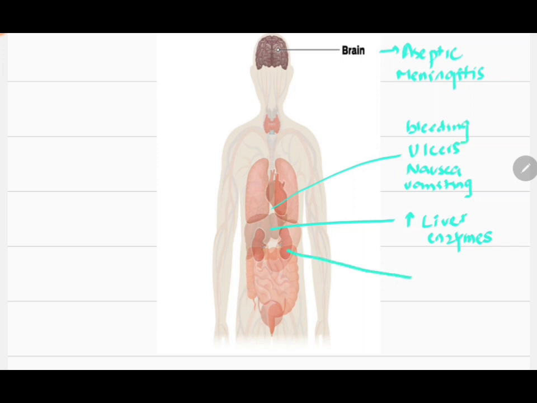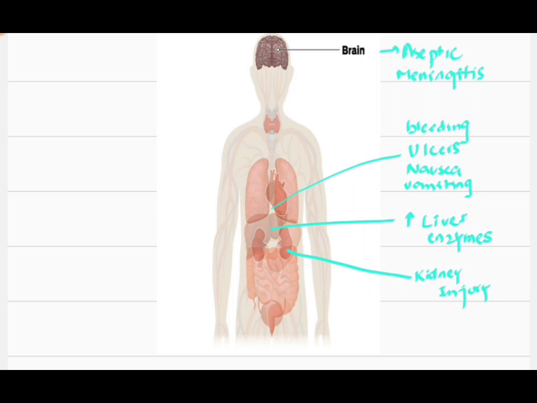Ibuprofen can also cause kidney injury, which can result in the retention of fluid, and this fluid retention can lead to hypertension in the body. It can also cause bronchospasm. So in patients who are allergic to or who have had a reaction to aspirin, ibuprofen should be contraindicated.